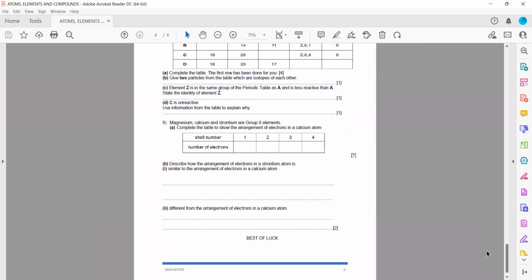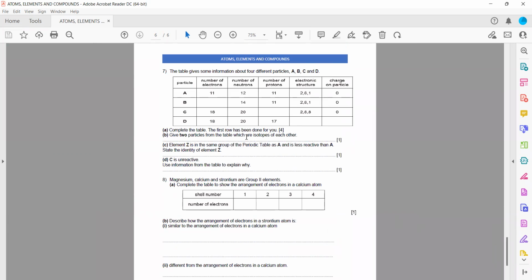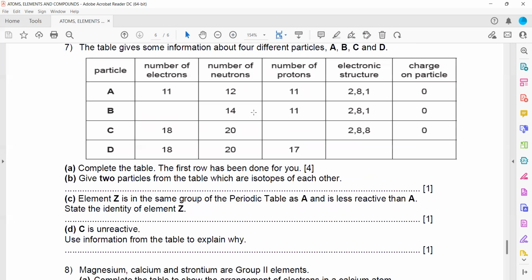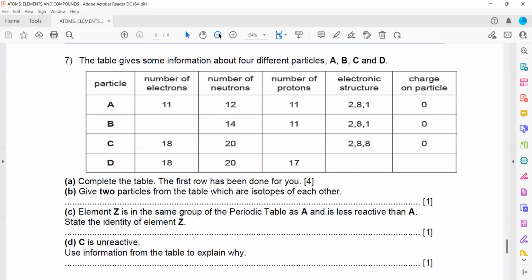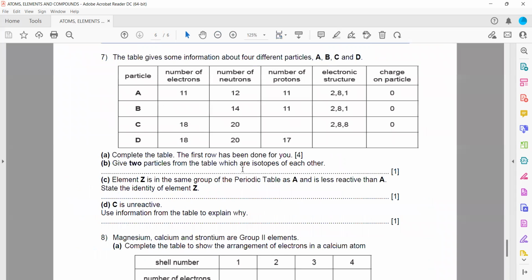Yes. Can you explain C in the last page? 7C. Okay. The table gives some information about 4 different particles A, B, C, and D. Element Z is in the same group of the periodic table as A, but it is less reactive. First, identify which group element A belongs to. When you check the electronic configuration, there's 1 electron in the outermost shell. So it means it is a group 1 element.